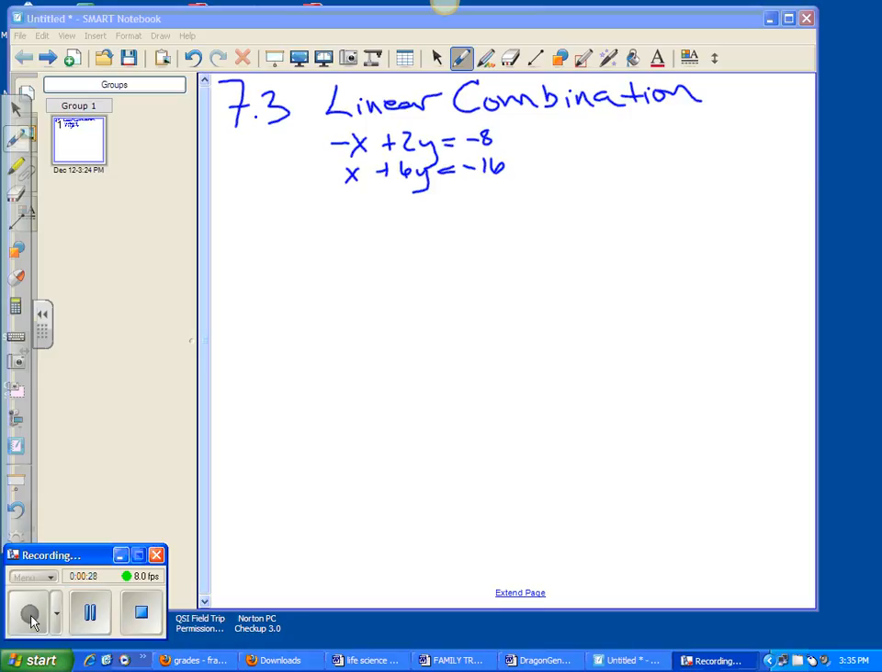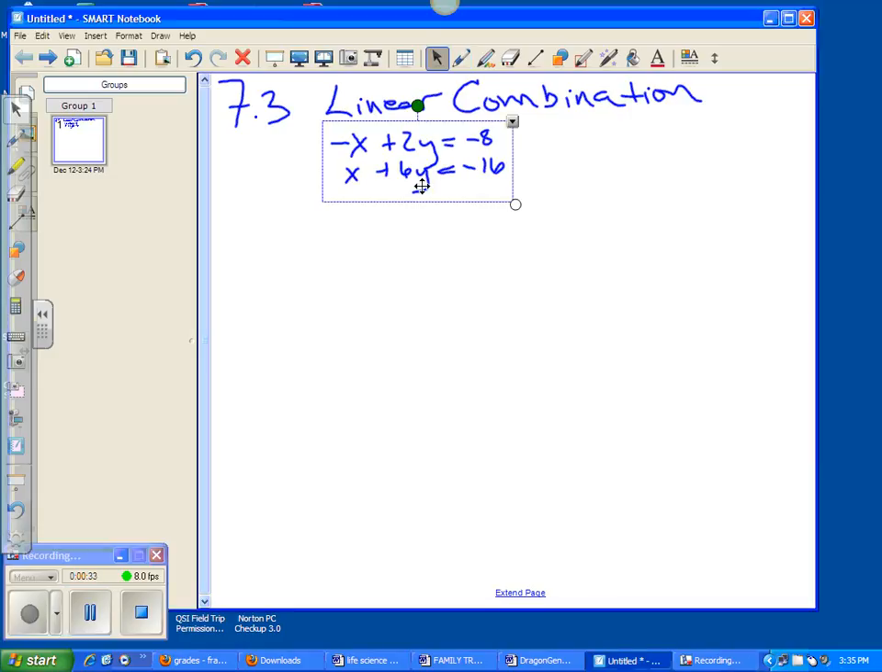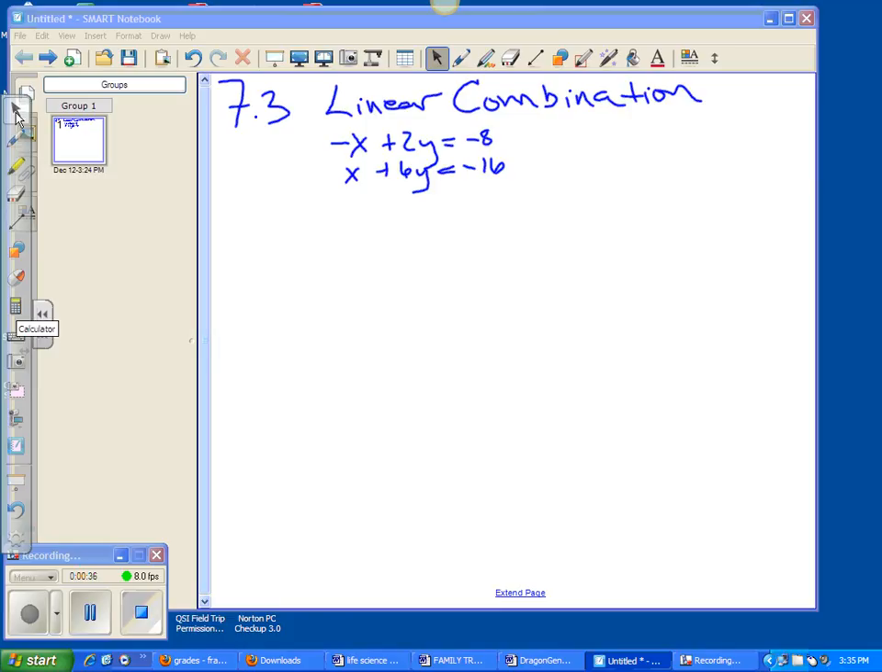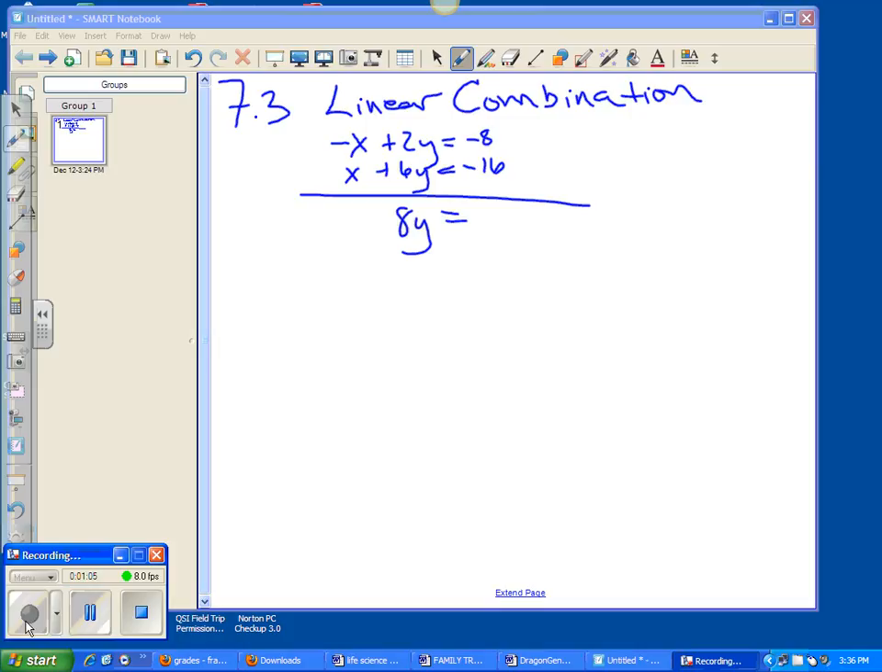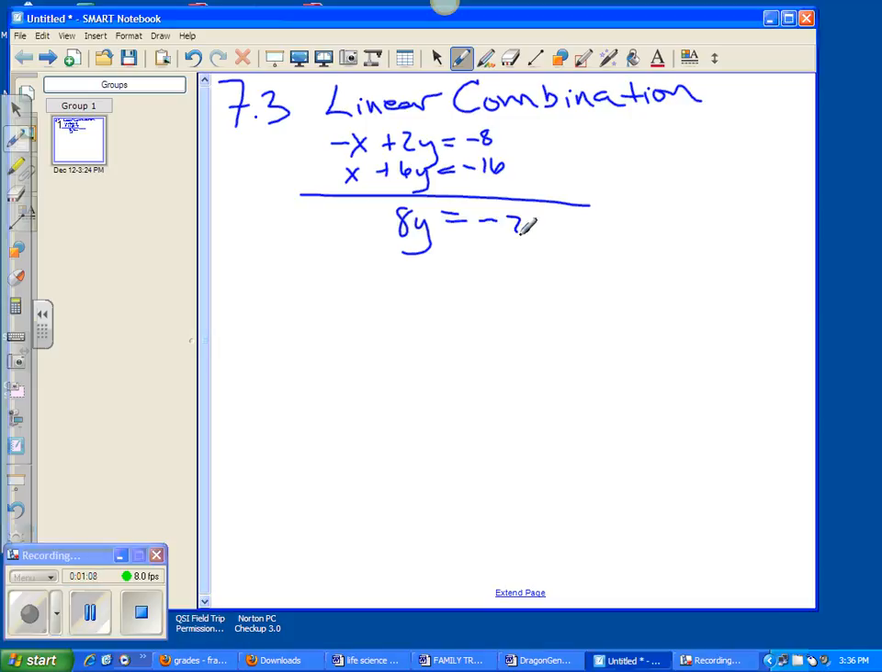First of all, in linear combination, you need to make sure that all of your variables, here's x, here's another variable y, are on one side, and they're lined up in columns like you can see here. And then you need to just combine them. In this case, I'm going to combine these so that you can see that the x's cancel out. So a negative x and an x combined gives me no x's, or 0. A 2y plus a 6y gives me 8y is equal to 16, negative 16, and a negative 8, which gives me a negative 24.